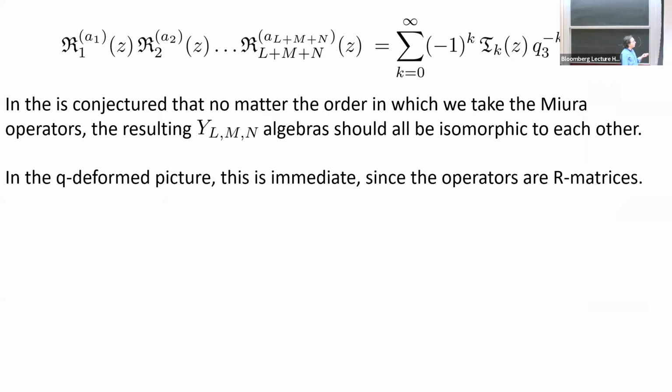But in the Q-deformed picture, this is immediate, because the operators are R matrices. I can switch the order at will, and so it has to be true because they are R matrices in the quantum toroidal algebra. The order does not matter indeed in the limit.